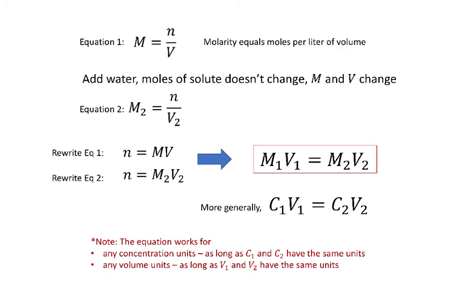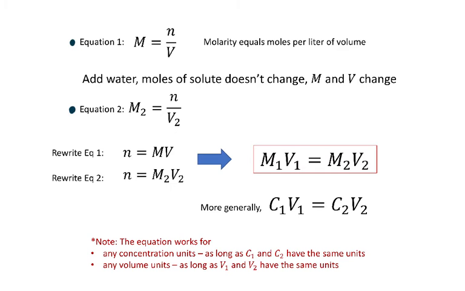So let's consider some initial stock solution. We'll call it equation 1 or solution 1. And molarity is equal to n over V, where n is the number of moles and V is the volume. If we add water, the moles of the solute doesn't change, right? M and V, however, do change. So we now have a new molarity, M2, and a new volume, V2, but n is still constant.